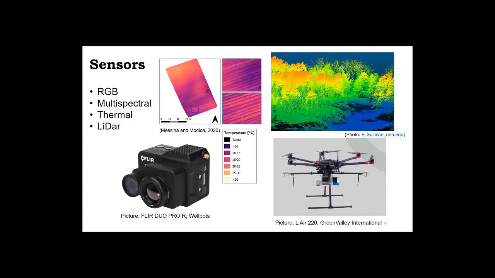Other sensors which we can mount on the drone include the thermal camera, the one presented at the bottom left, and it detects the radiation in the long wavelength infrared region, and it helps us to detect water stress in the plants. And the image on the top left is an example of a field obtained using a thermal camera. Another example of a sensor is LiDAR, also called light detection and ranging. It measures the distance between the sensor and the object, and it is widely used in terrain mapping.